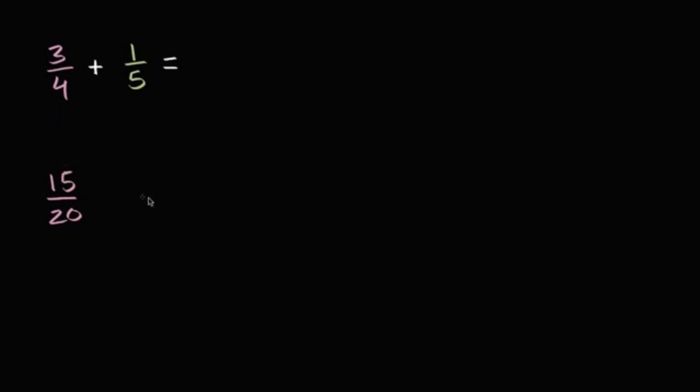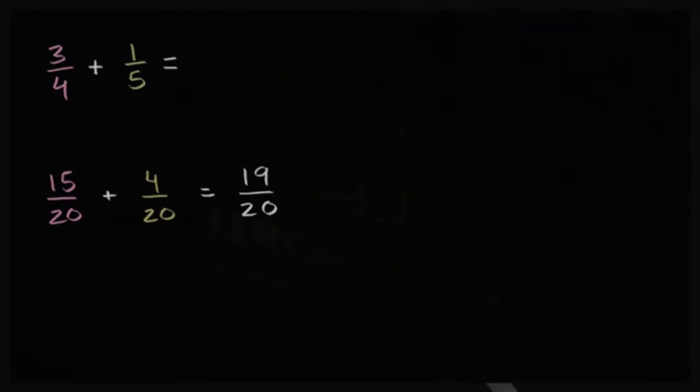And over here, 1/5, what is that over 20? Well, to go from 5 to 20, you have to multiply by 4, so I have to do the same thing in the numerator. I have to multiply this numerator times 4 to get 4/20. So now I've rewritten this. Instead of 3/4 plus 1/5, it's now written as 15/20 plus 4/20. And what is that going to be? Well, that's going to be 15 plus 4 is 19/20. 19/20, and we're done.